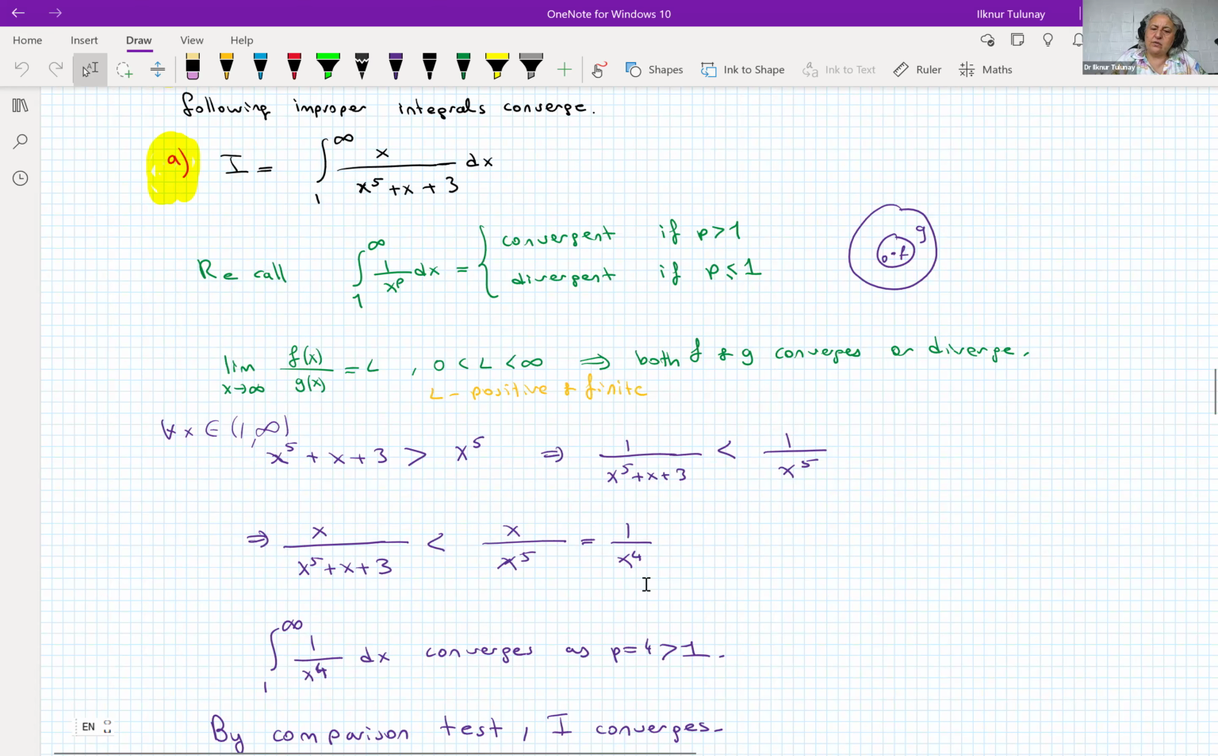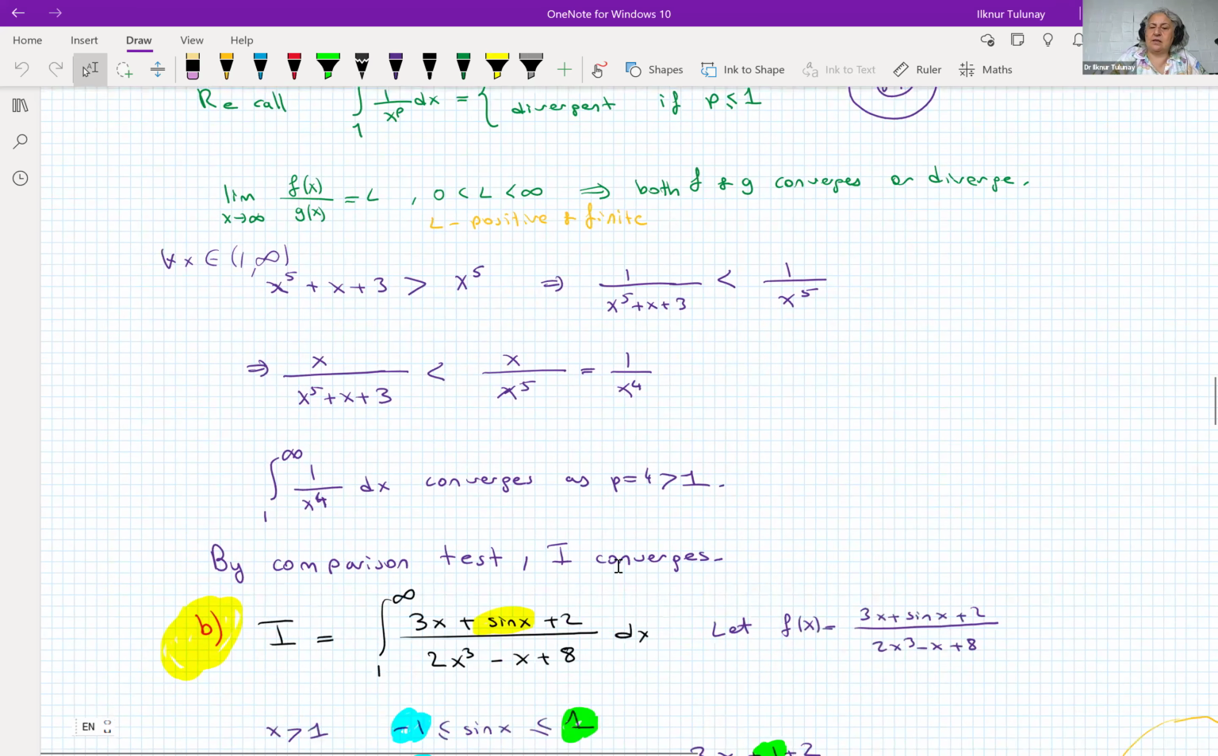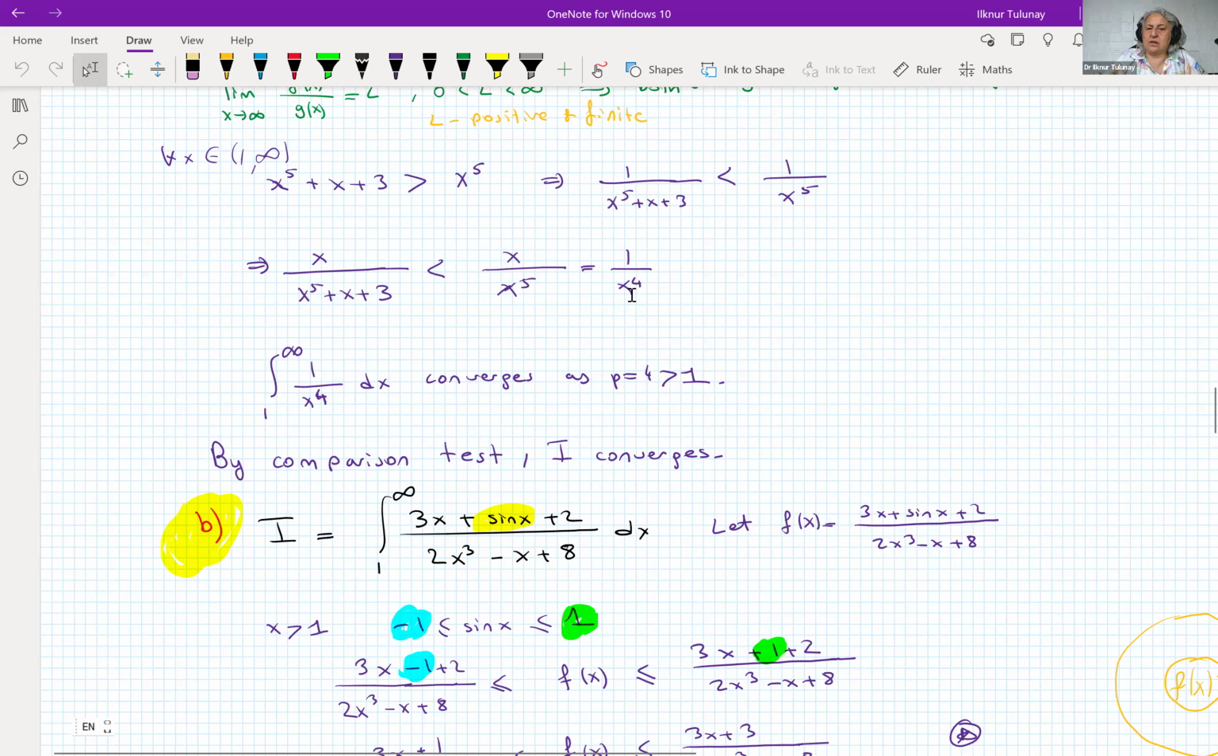Then I have 1 over x to the 4 here. 1 over x to the 4 is a p integral, and it converges because p is equal to 4 and 4 is bigger than 1. Because of the p integral test, or the result that we have, that converges. So we know that this converges. So the bigger integral converges, so the smaller integral inside has to also converge. So we got the right perspective. By the comparison test, the integral converges because this converges.